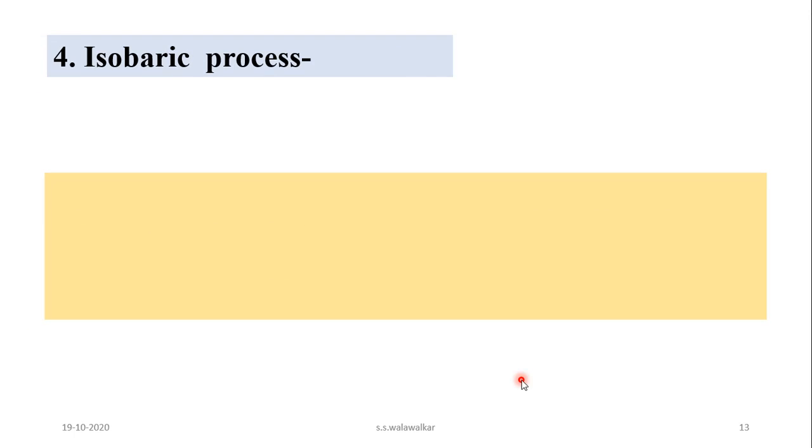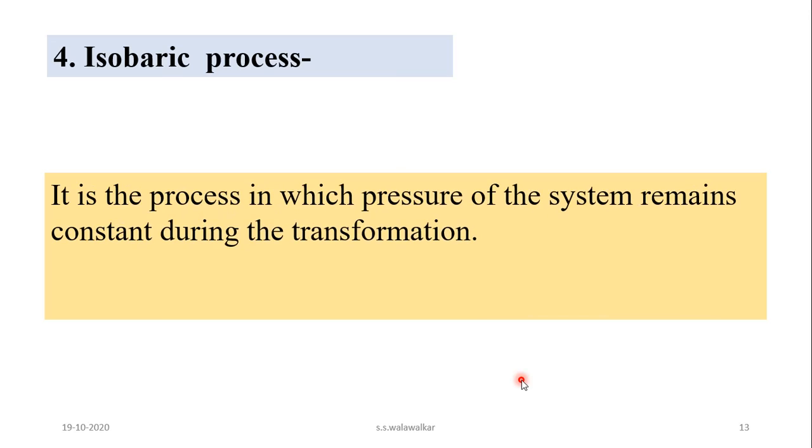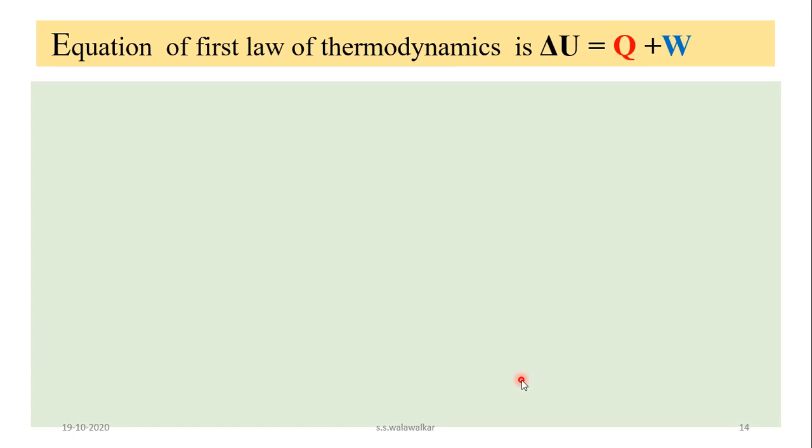Now the fourth one, that is isobaric process. Isobaric process means those processes which are carried out at constant pressure. So it is a process in which pressure of the system remains constant during the transformation. That is called an isobaric process. That means in isobaric process, change in pressure is equal to 0. There is no change in the pressure. Pressure remains constant, but volume changes.